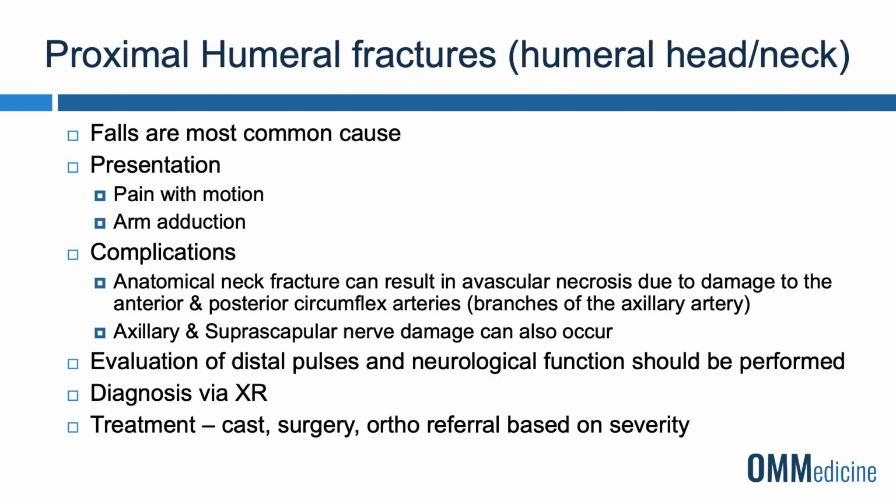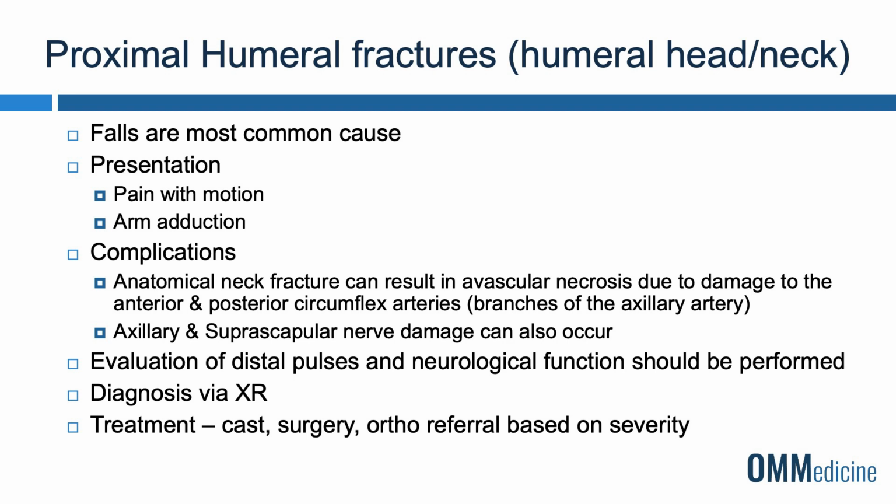Now let's talk about proximal humeral fractures, meaning damage to the humeral head or the humeral neck. And remember that the word proximal in this sense means that it is going to occur proximal to the surgical neck of the humerus. And the most common cause of proximal humeral fractures is going to be trauma, most commonly due to a fall. And these patients are going to come in, they're going to have pain with motion of their arm, obviously, and then they'll also commonly have the arm adducted against their body because it's painful to move, so they try and keep it as close to their body so that it moves as little as possible.